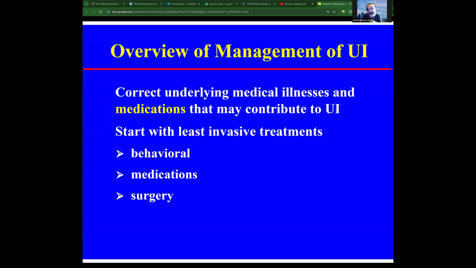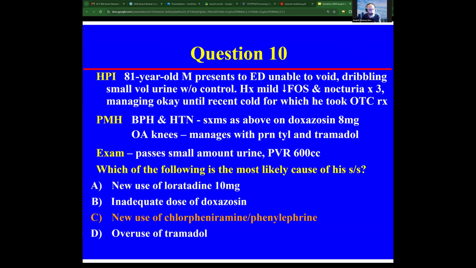So, in summary, when we think about urinary incontinence, we want to start by thinking about it physiologically. You want to look at underlying medical illnesses and medications that could be contributing. And then, particularly for that urge, you want to think about behavioral interventions followed by medications. And then, in really refractory cases, there is a role for surgery depending on the cause. And our best answer choice here was answer choice C.